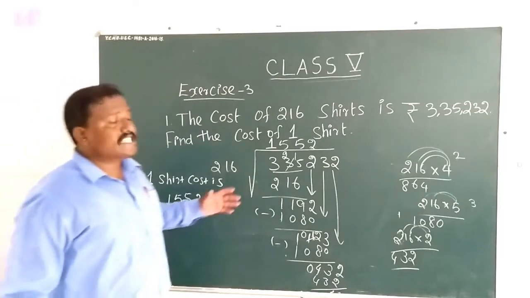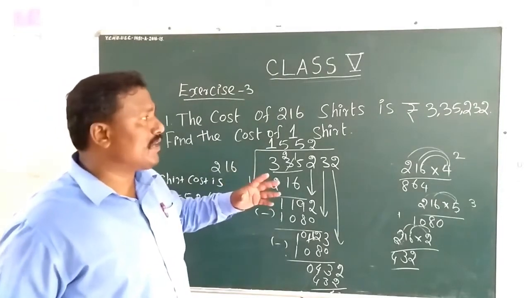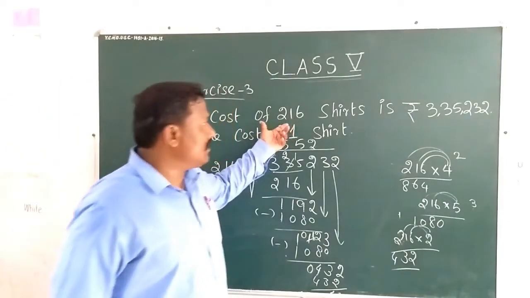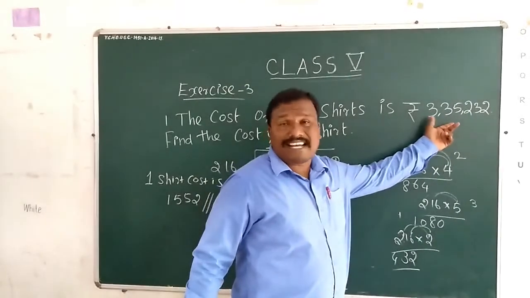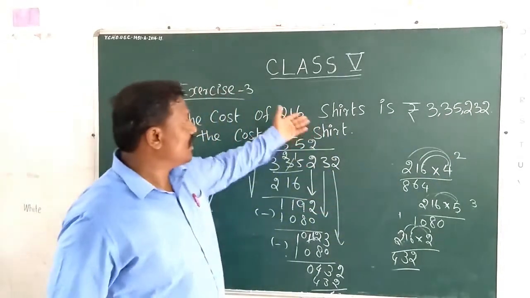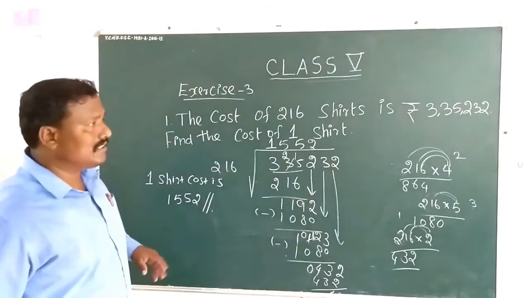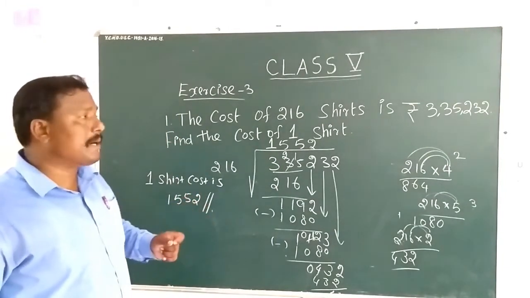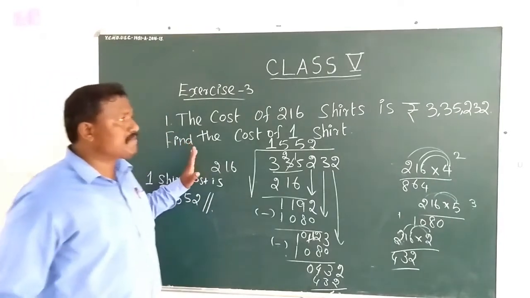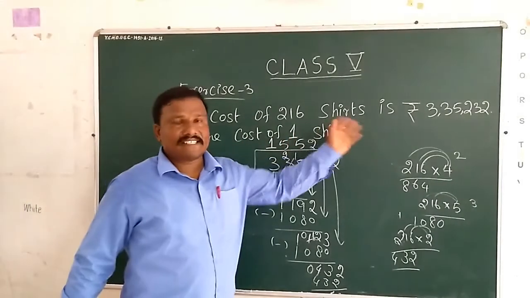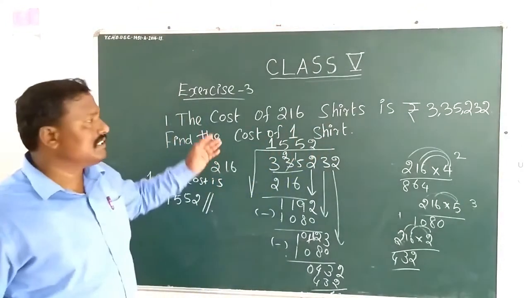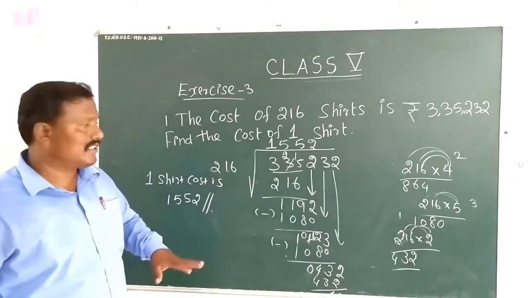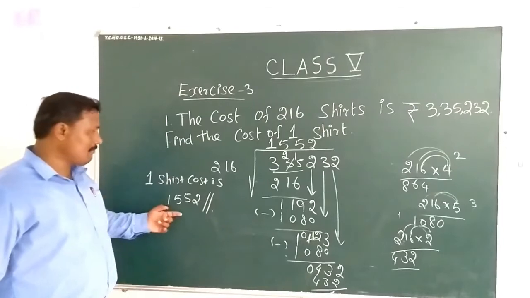So this kind of sums you may expect in your examination. It's like you take cost as a dividend, quantity as a divisor. In some situations some differences, some changes will come. But in this kind of sums, you take cost as a big number as a dividend, then small number as a divisor. Then you can find the price. Okay.